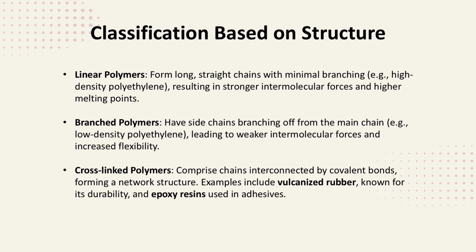Structurally, polymers can be linear, consisting of long, straight chains, which increase strength due to stronger intermolecular forces. Branched, having side chains, resulting in greater flexibility. Cross-linked, containing chains connected by bonds, forming a network structure that enhances durability, like vulcanized rubber.